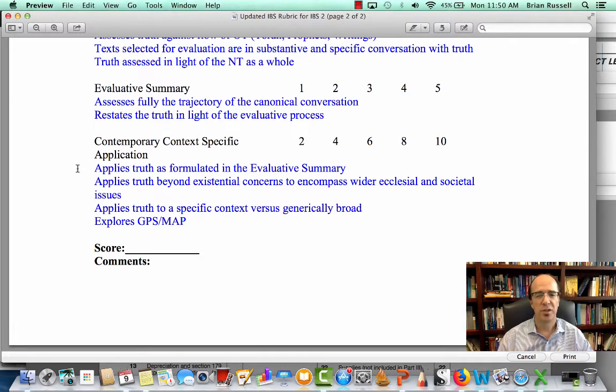And then the last piece, 10 points for this, is contemporary context-specific application. So are you applying the truth from your evaluative summary? Are you applying the truth beyond just existential, your own personal concerns to encompass a wider ecclesial and societal issue? So are you appropriating this text in multiple different ways? And then are you doing it specifically in a context versus just being generic? And are you exploring and experimenting with the GPS map to help drive those down and refine the way you might do the application? So again, this gives you a possibility of 100 points.